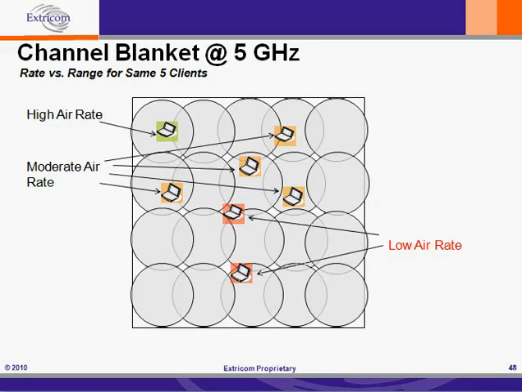If even higher throughput is desired, more APs could be added to the channel blanket so that all clients get at least a moderate error rate.